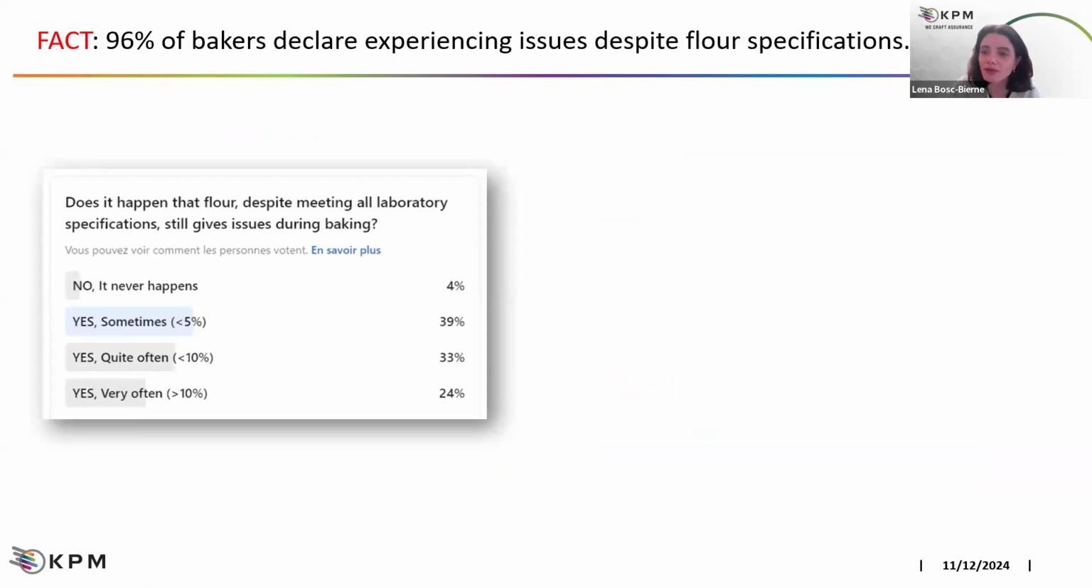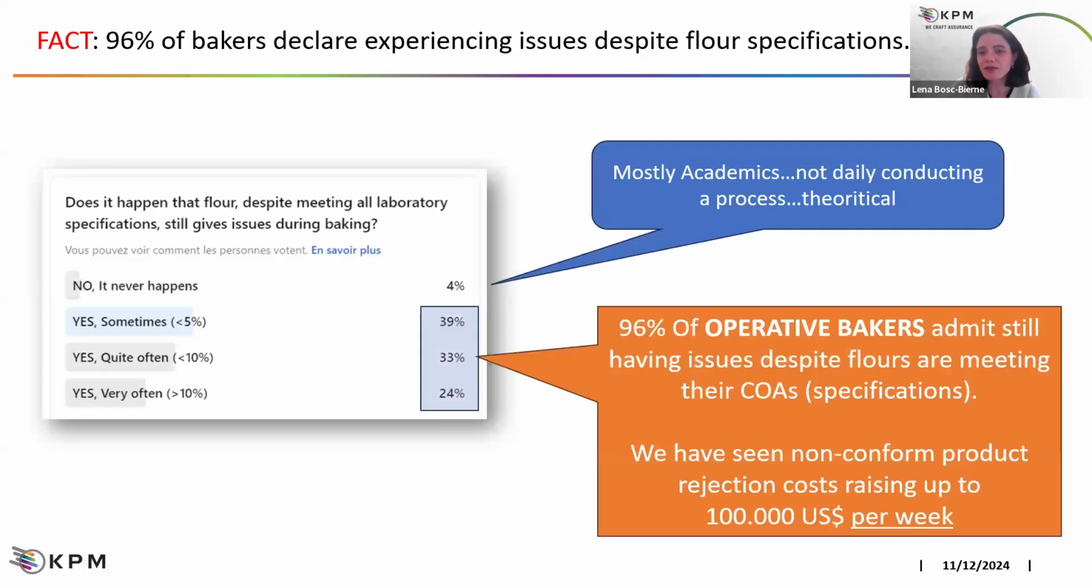I will come back to that, but the result is that there is dissatisfaction on the market, from bakers in particular, and bakers are the ones saying that's not me. This is actually the result of a survey that was done a couple of months, maybe a year ago, on LinkedIn, for which we had a lot of results, during which a simple question was asked. Does it happen that flour, despite meeting all laboratory specifications, still gives issues during baking? 96% of the answers were yes. And for 25% of them, it was very often.